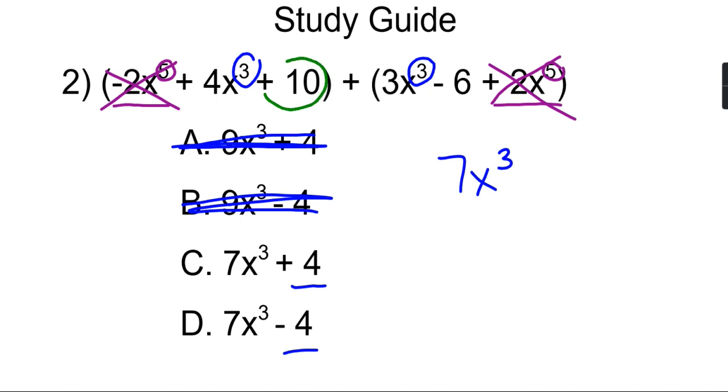Well, I have positive 10 and negative 6. Those are like terms because those are both constants, just numbers by themselves without x, right? And positive 10 and negative 6, I have more positives, so that's going to make positive 4. So my answer is choice C.